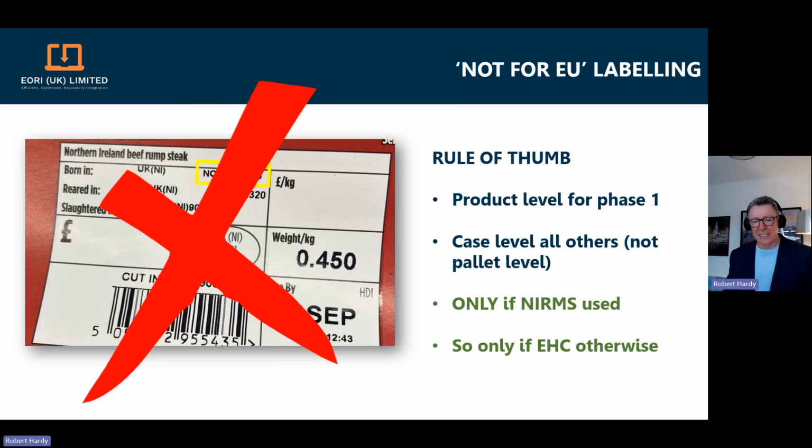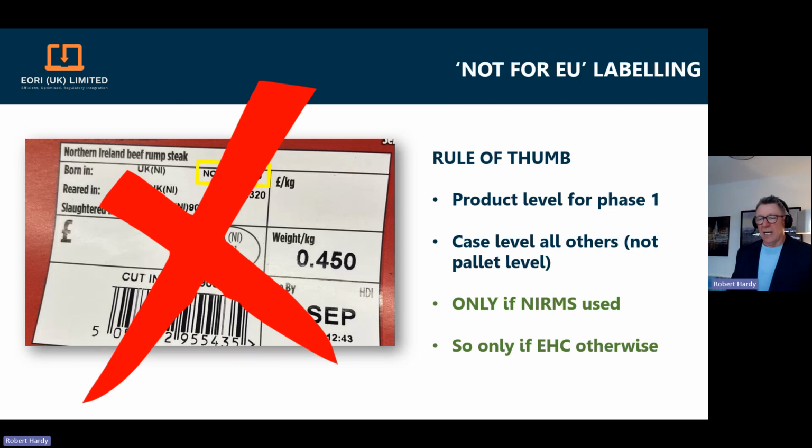So you only need a not for EU label if you would otherwise have had a health certificate. If the animal has been born in Northern Ireland, reared in Northern Ireland, slaughtered in Northern Ireland, the product's been processed in Northern Ireland and delivered in Northern Ireland, you would not require an export health certificate. Therefore, you would not require NERMs. Therefore, you don't need a label saying not for EU.